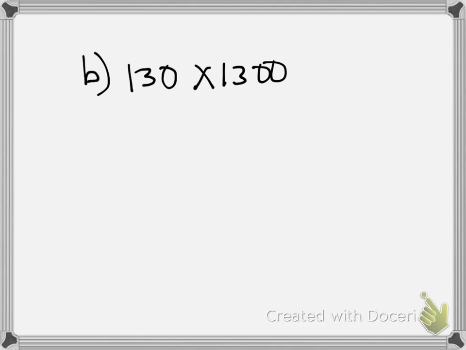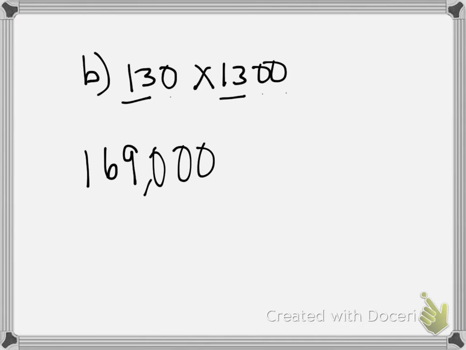Okay, then on B, I have 130 times 1300. So one of your mental math exercises was to remember all of the perfect squares. So 13 squared is 169, and then I have 3 zeros. Okay, so that I can guarantee you is much quicker than going through the standard algorithm.